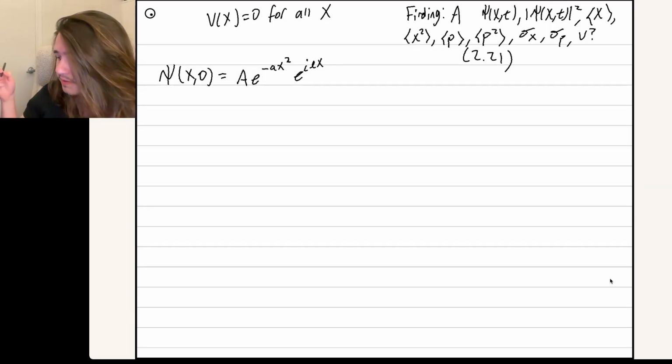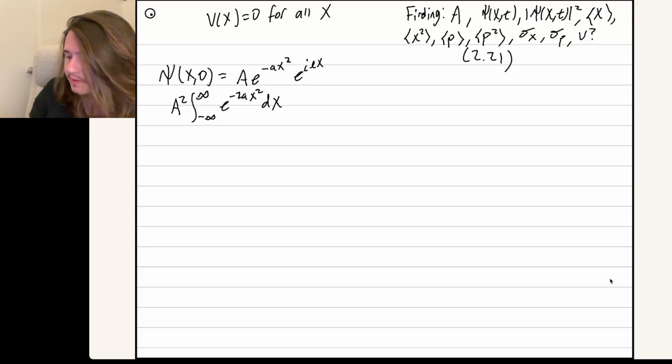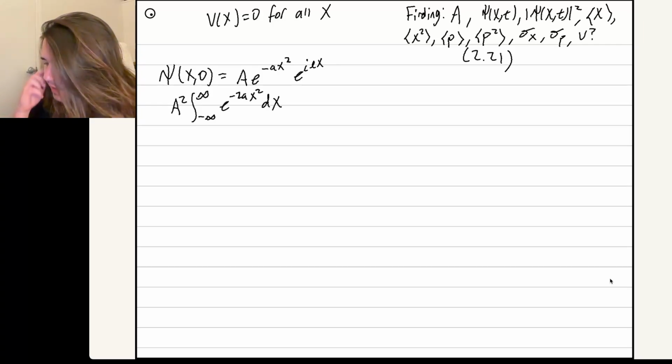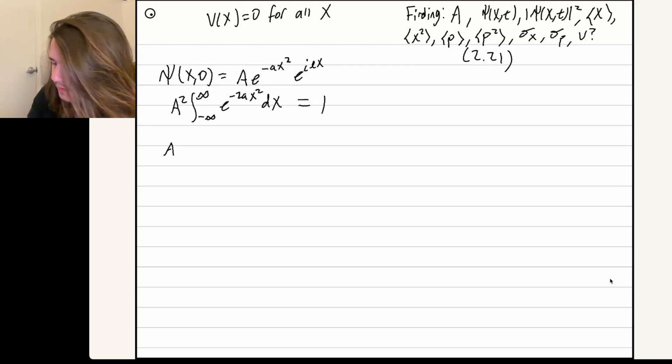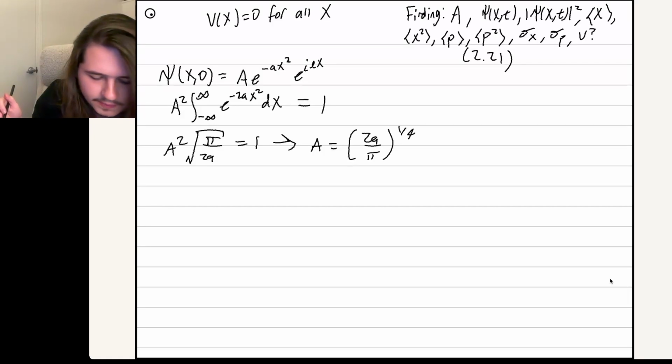So we need to find the normalization constant A. So we need to normalize it. So we're doing A squared times the integral from minus infinity to infinity of the square modulus. So it's that, and you cut it off there. The complex thing, they cancel out when you do the square modulus, so you just end up with this little Gaussian here. Set that equal to 1, and then the result of that integral is just root pi over 2a. And so you find that A is 2a over pi to the 1/4, right?